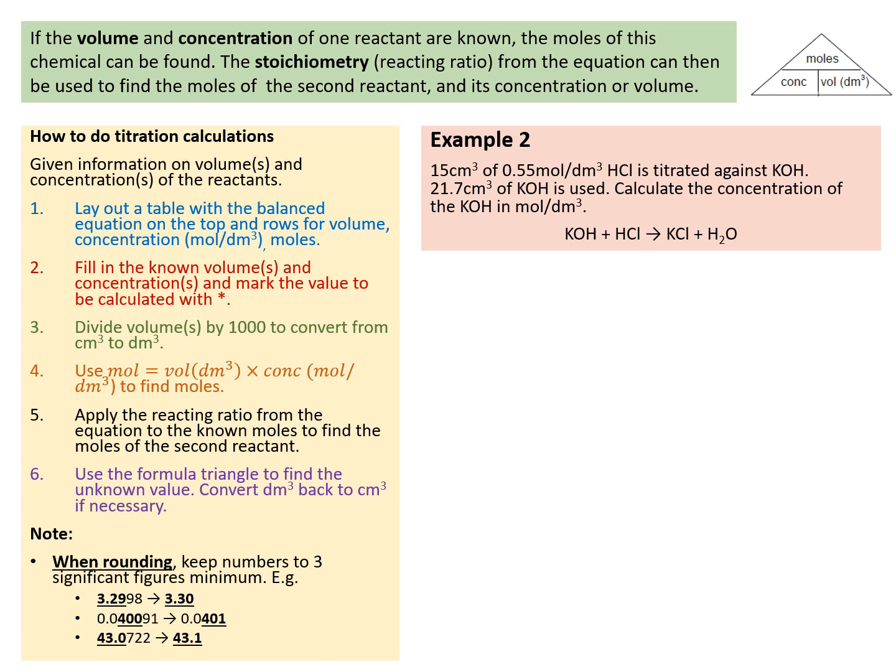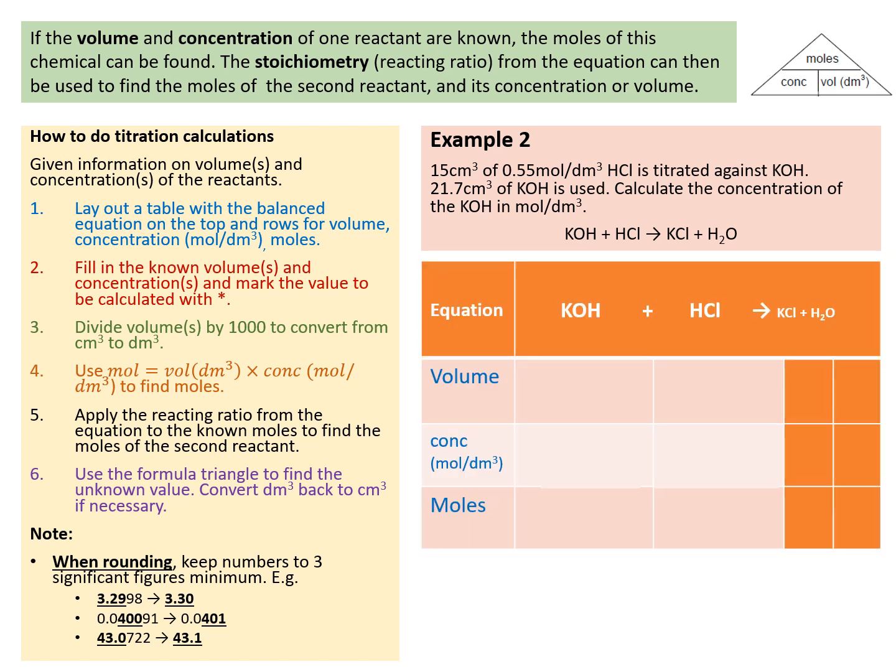So, first step, lay out our table. Okay, so once again, we've got the balanced equation on the top to provide us with our reacting ratios. And once again, because we're not interested in the products of this reaction, we have blanked out those last 2 columns. We've not made them particularly large because we're not going to be using them. Step 2, fill in our known volumes and concentrations and mark the values to be calculated with an asterisk.